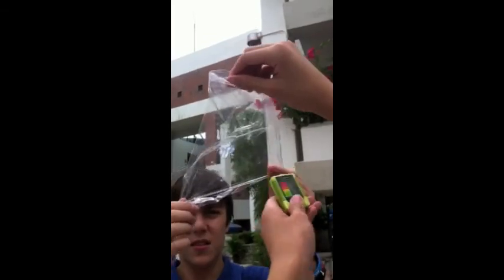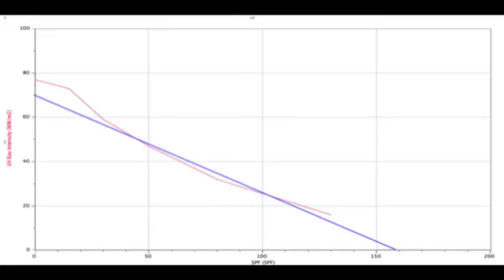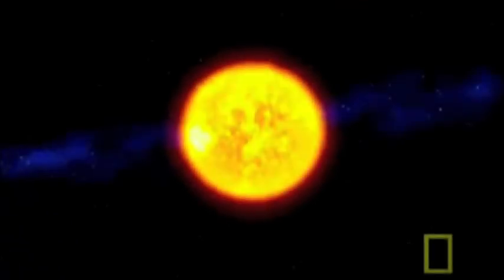From our data, we can see that there is a clear linear progression as the level of SPF increases. Therefore, we can conclude that the stronger the SPF of the sunscreen, the weaker the UV radiation, from about 80 milliwatts per meter squared to 15 milliwatts per meter squared with SPF 130.